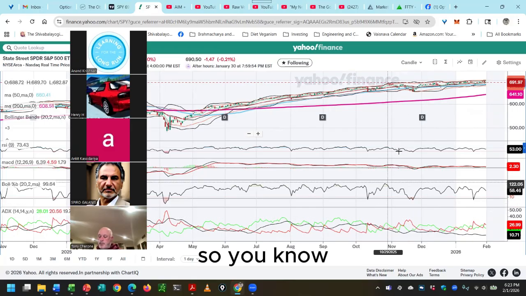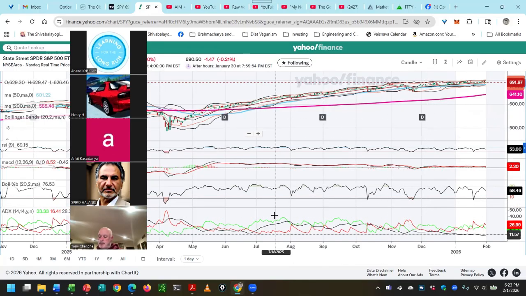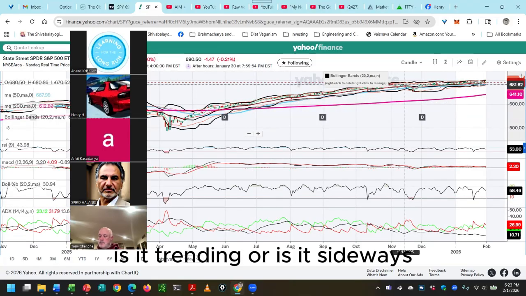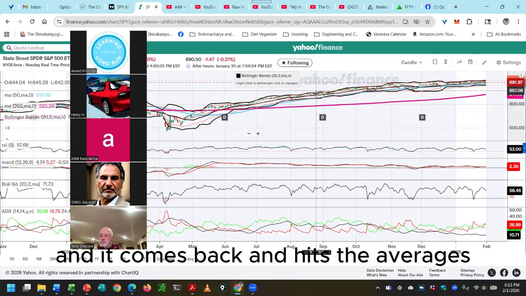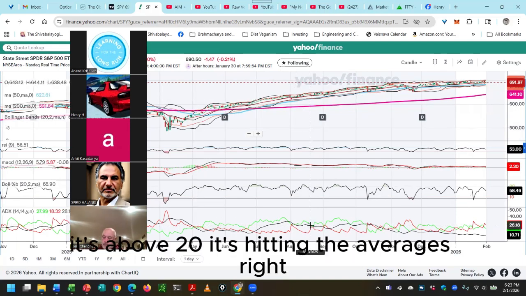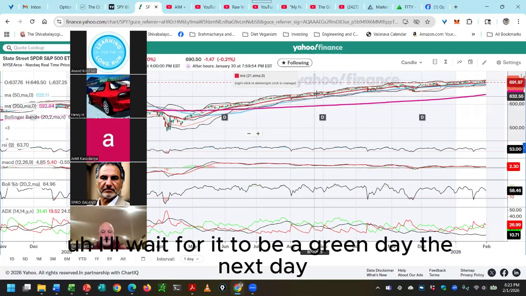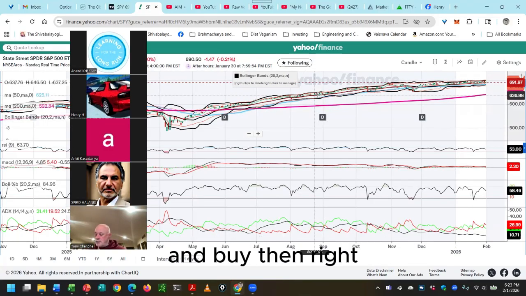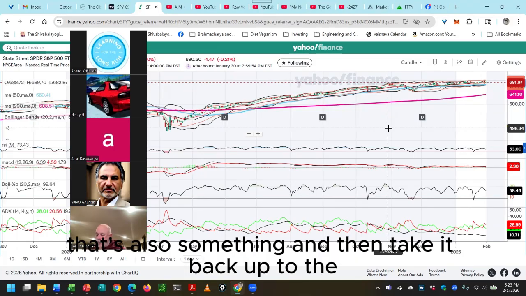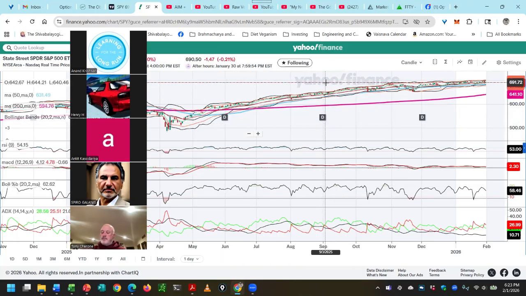So when I look at a trade, I can see, is it trending or is it sideways? If it's trending and it comes back and hits the averages, and I still see the ADX above 20, I'll either buy at the averages or wait for a green day the next day and buy that. Then take it back up to the Keltner channel or the top Bollinger and take it off.